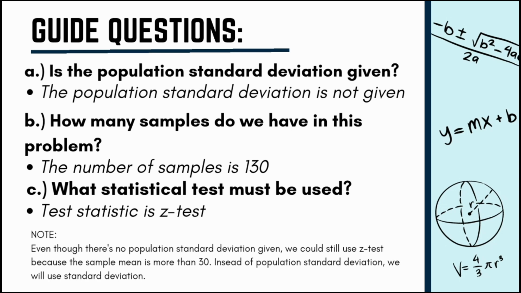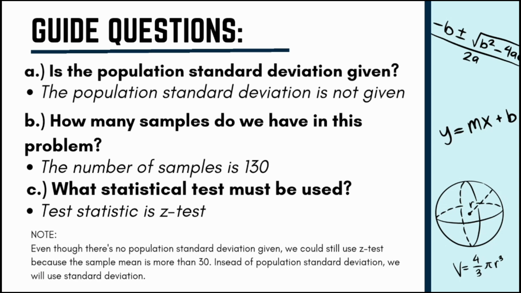Letter C. Test statistic is z-test. We could still use z-test because the number of samples is more than 30. 30 is considered as a large number. When conducting a hypothesis test, it is common to use the z-test when the sample size is considered large, which is generally defined as a sample size greater than 30.